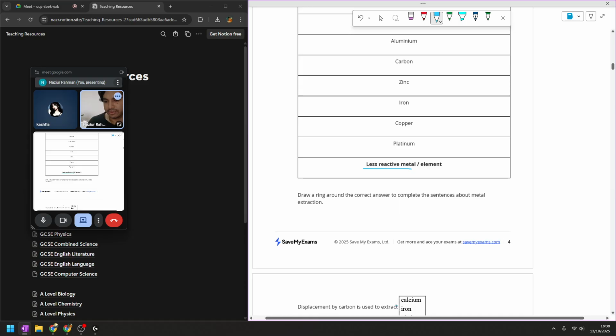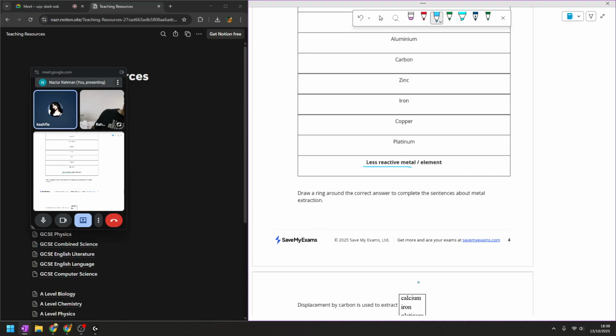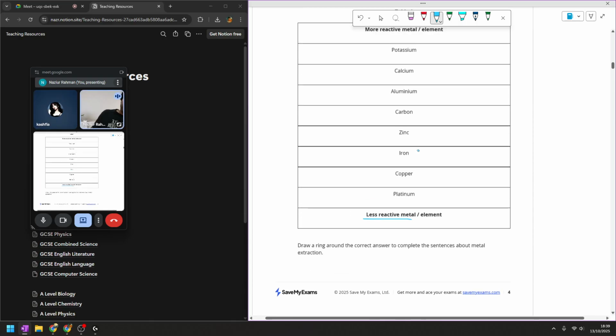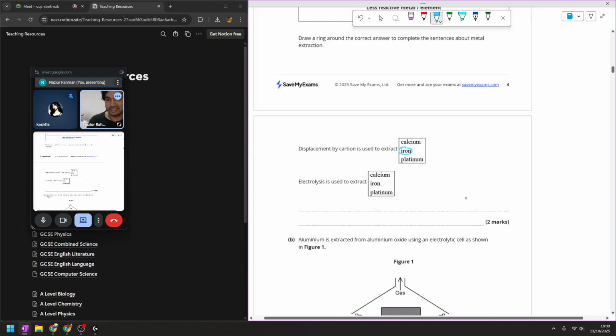So we'd have to react it with carbon, and carbon can kick the metal out. Iron. Yep, iron. So calcium is more reactive than carbon, so carbon can't displace calcium. Platinum you just find as a pure metal. So even though platinum is less reactive than carbon, you don't actually have to extract it. Iron is the one you'd have to displace with carbon.